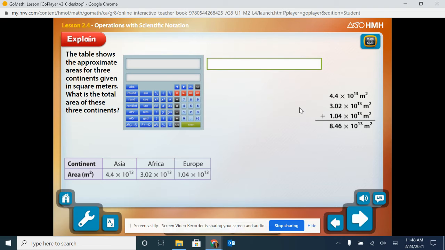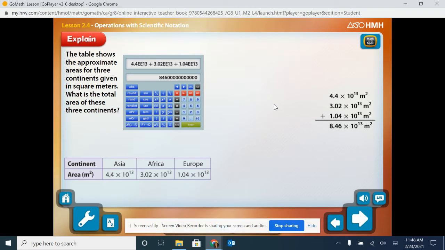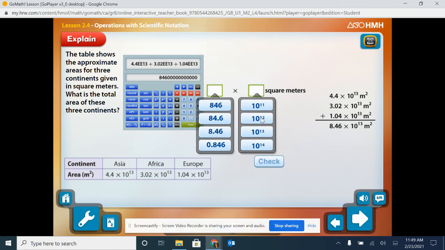Now enter these values on the calculator to find the sum. How would you enter these values into a scientific calculator to find their sum? So specifically, they said to use EE. So EE 4.4, EE 13th, and then 3.02, EE 13th. I'm going to say with that one. That's right. On screen, the calculator shows 84,600,000,000. How would you write the sum in scientific notation?